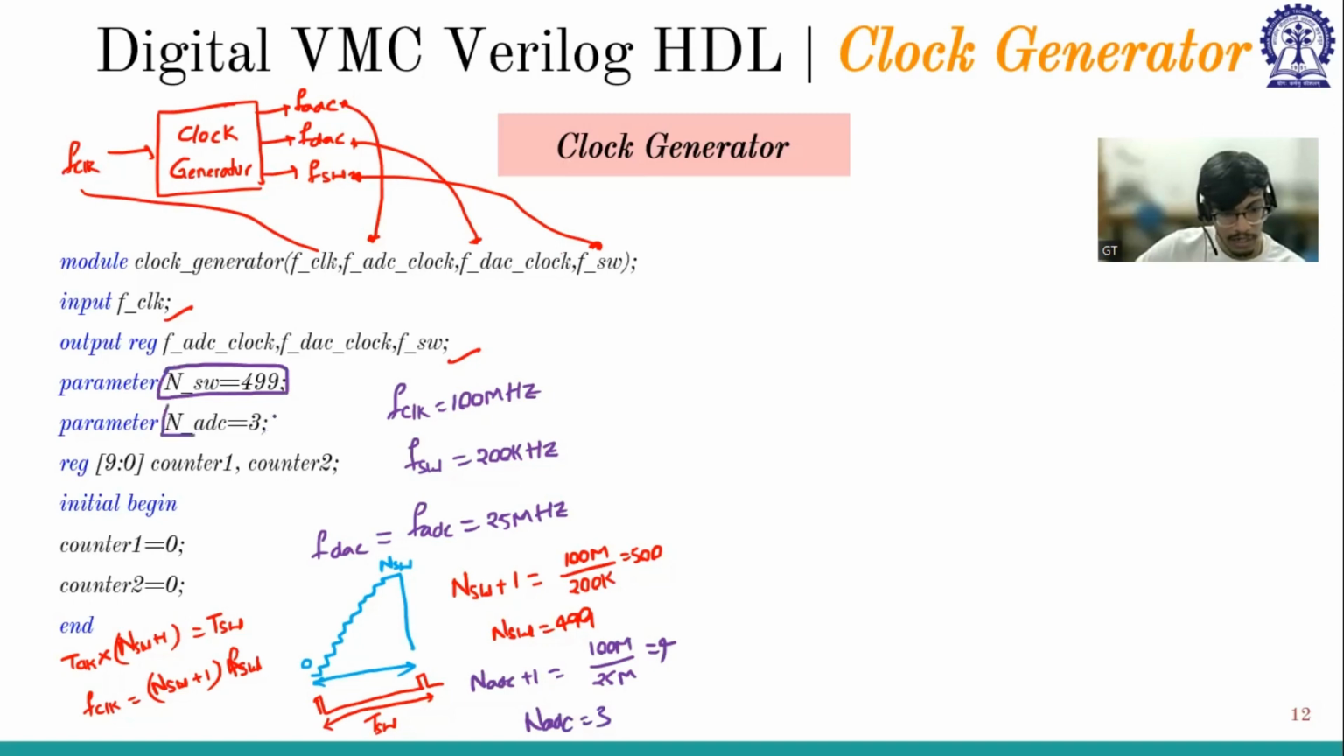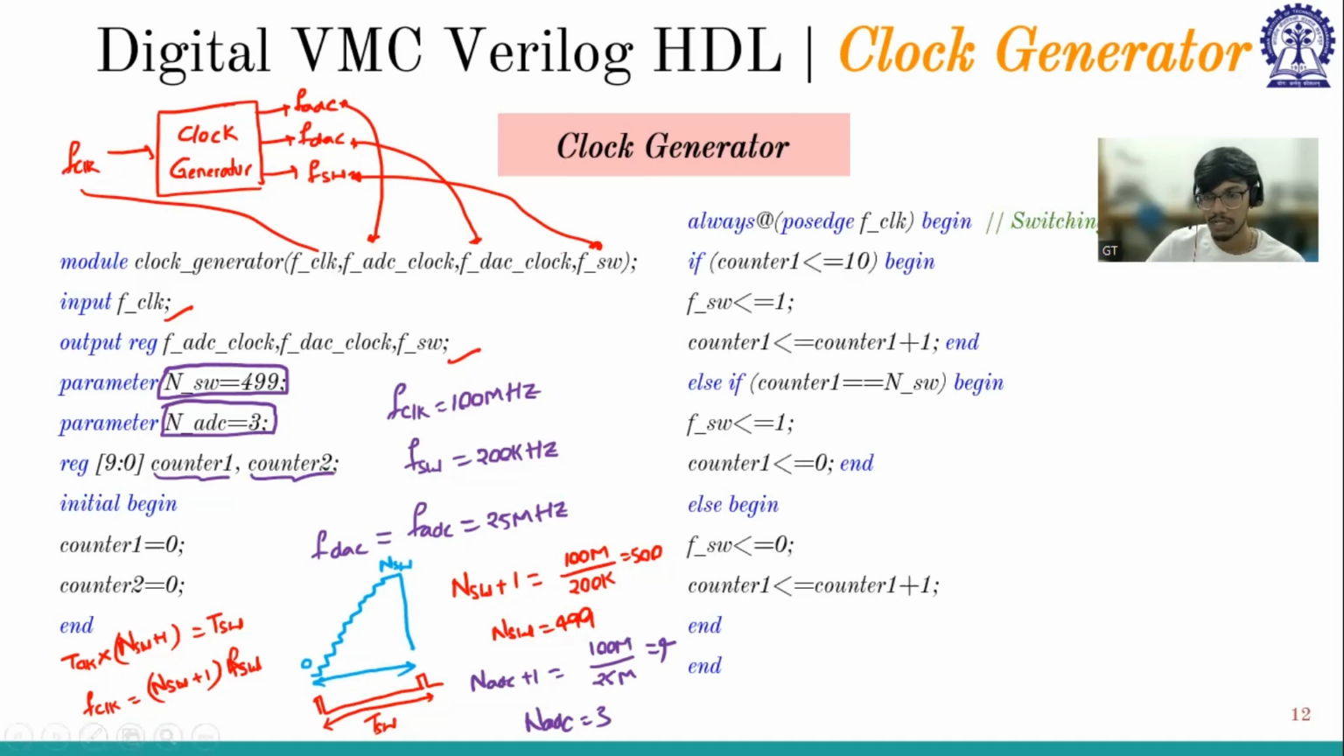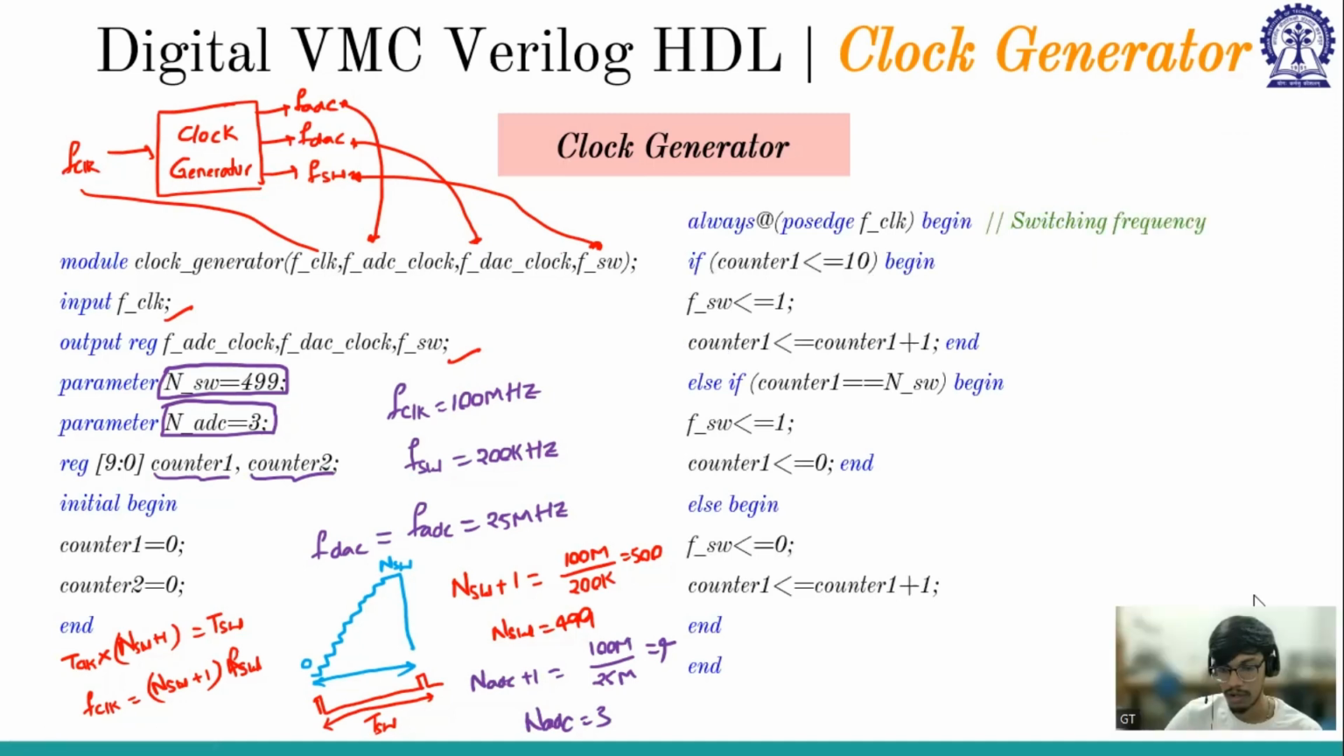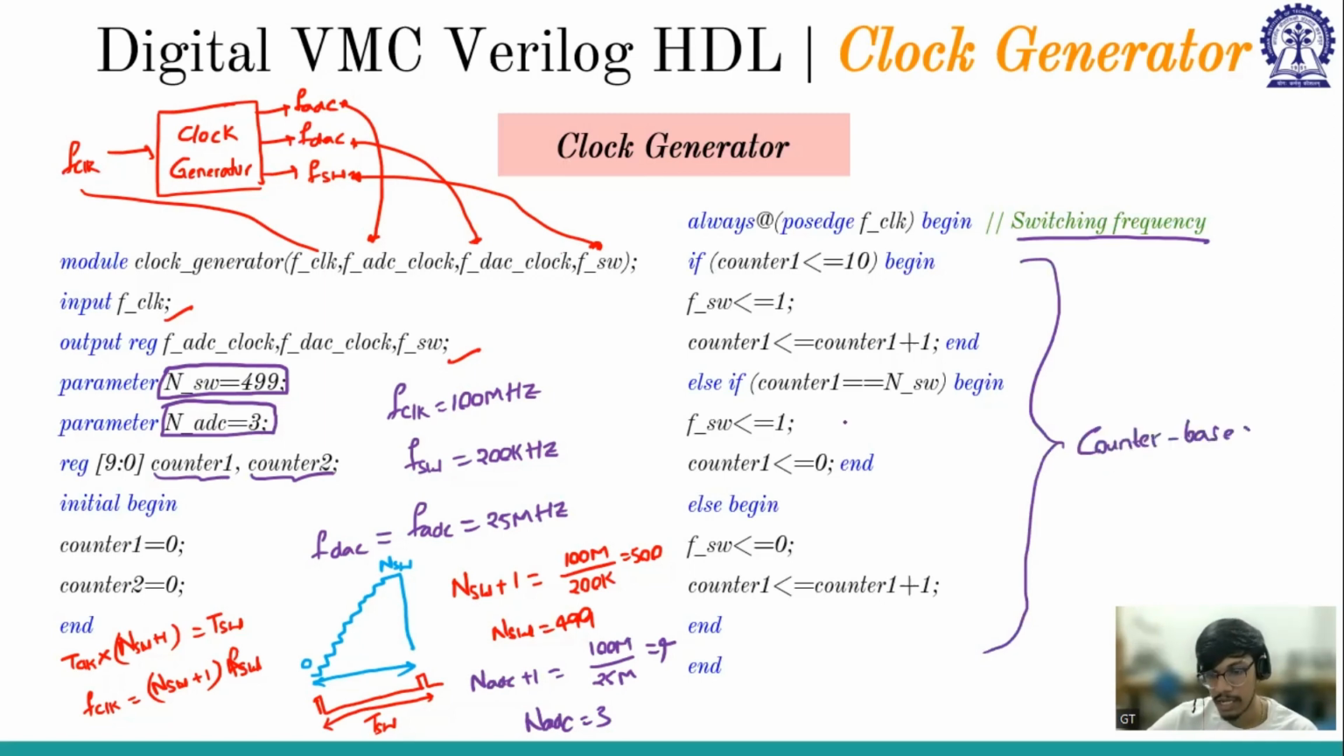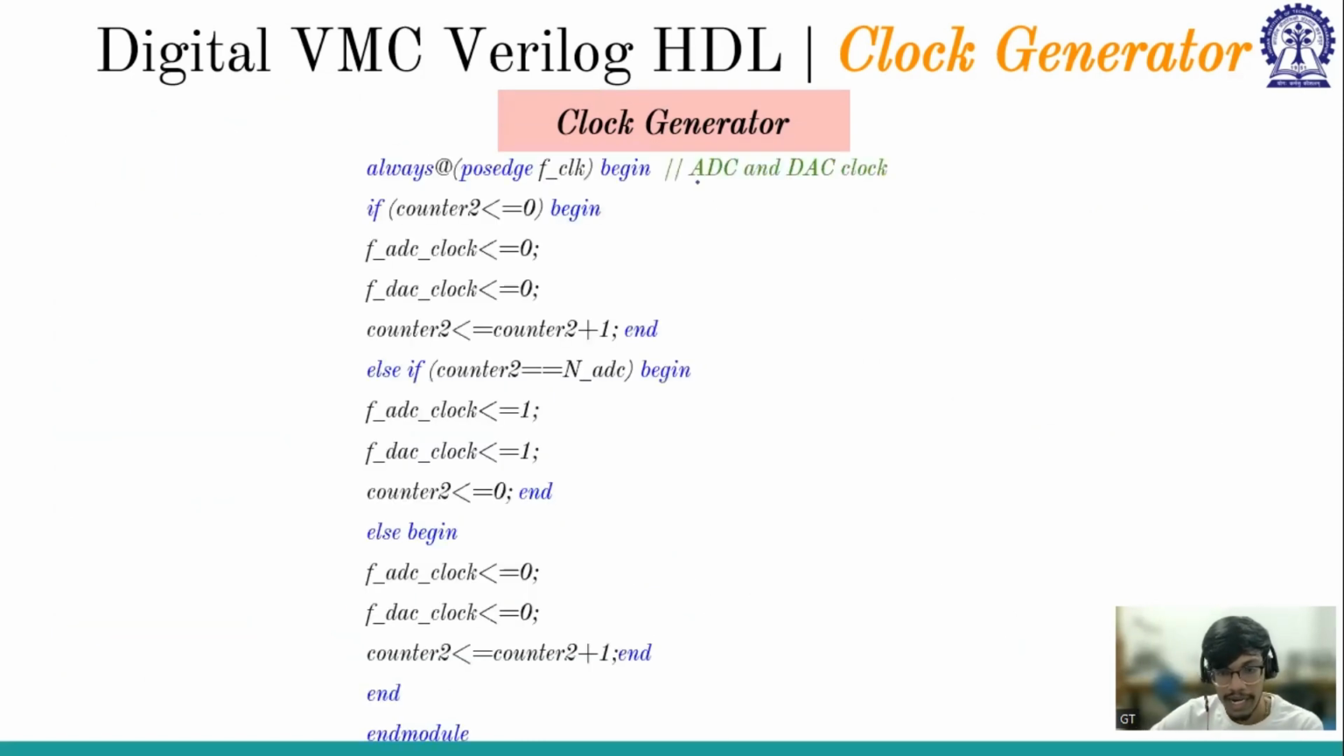and NADC 3. So SAR is using one counter for FSW and the other counter for FADC. Initially SAR has made both of them 0, and then SAR is using, at the rate of the POSH clock, one code for generating the switching frequency. So this is again counter based. We are counting it and resetting it whenever the counter reaches this value, and otherwise we are incrementing the counter. This is the logic that we had discussed last week, so I'm not going into the details. One is for switching frequency and the other one is for the ADC DAC clock.